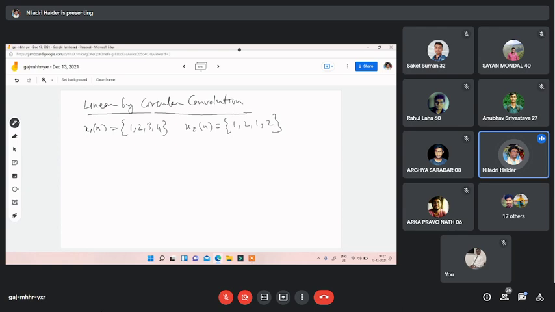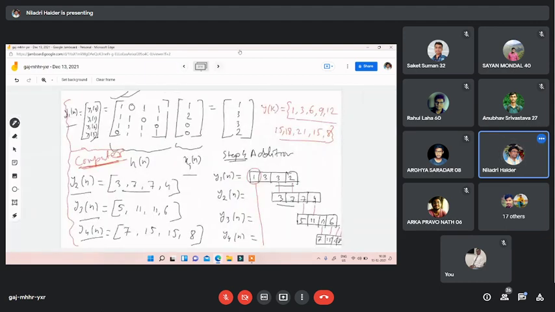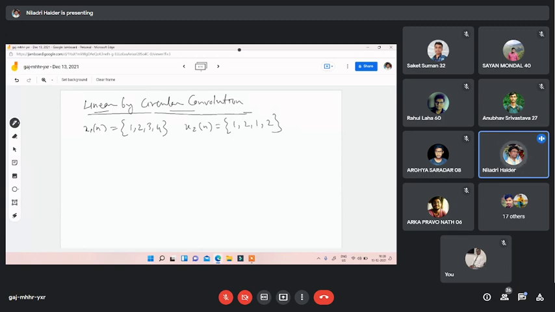So the length will be 4 plus 4 minus 1, 7. But you have to do that by using the method represented by circular convolution. So for circular convolution, we will consider the matrix method. Matrix method is a very easy method, you know. So in this method, whenever you do the linear convolution using circular convolution, first you need to check the length.